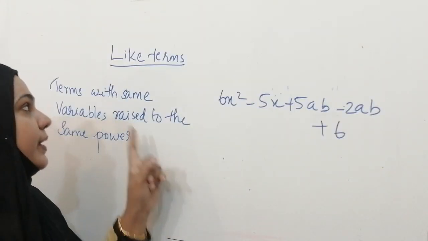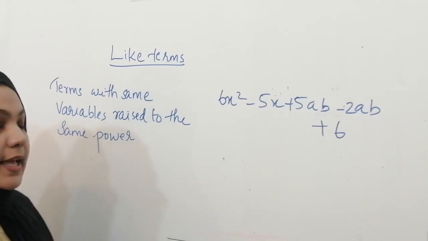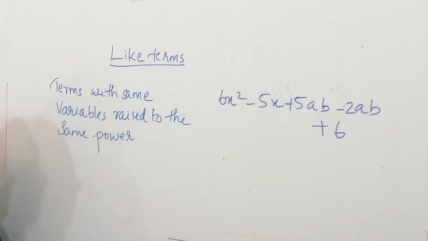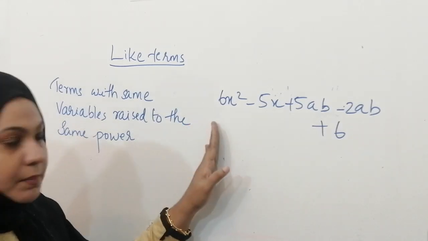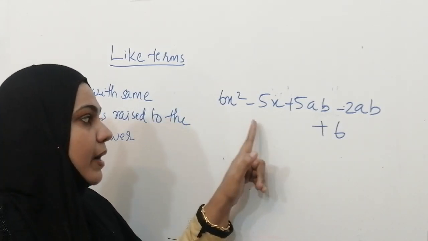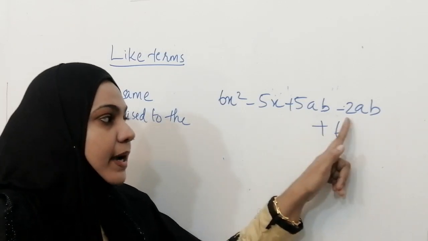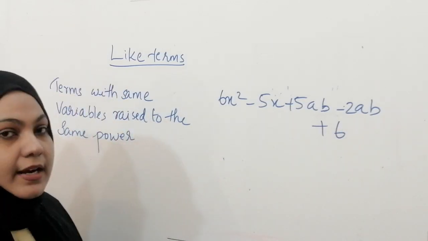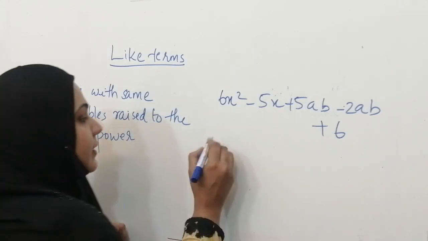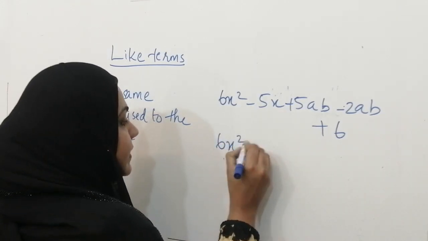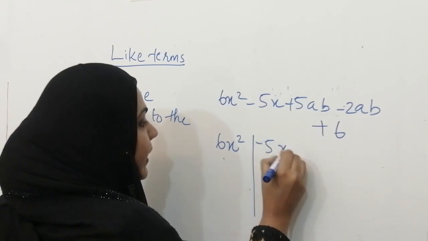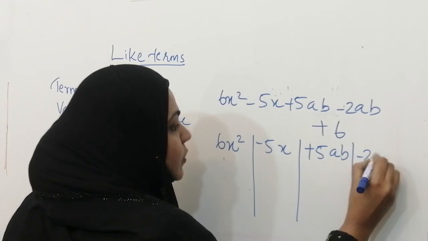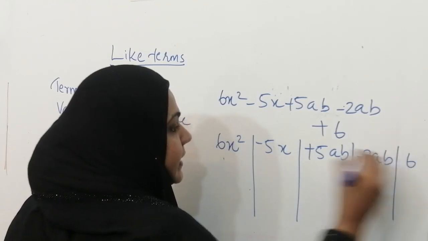Our next topic is like terms. What are like terms? Terms with the same variables raised to the same power. For example, this is an algebraic expression: 6x square minus 5x plus 5ab minus 2ab plus 6. First we can write the terms. First term is 6x square, minus 5x, plus 5ab, minus 2ab and finally 6.